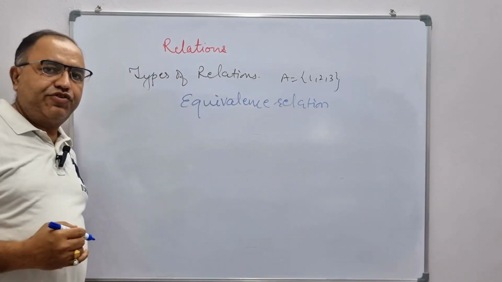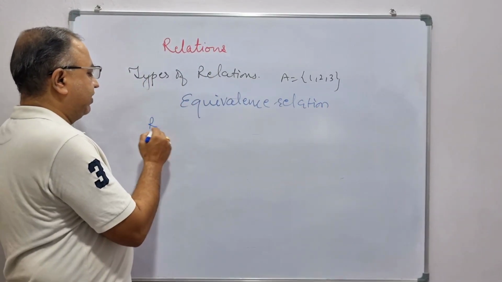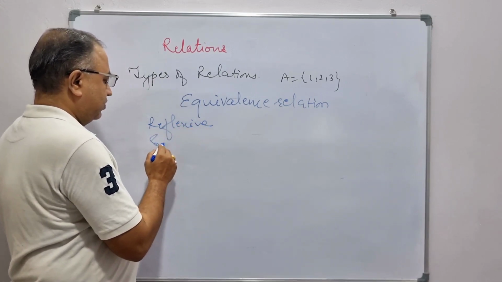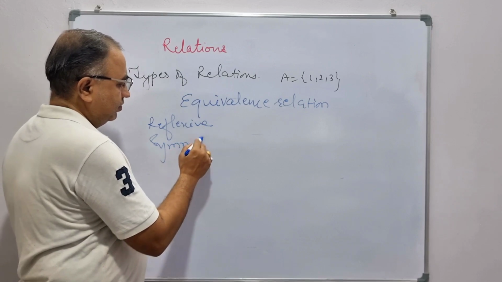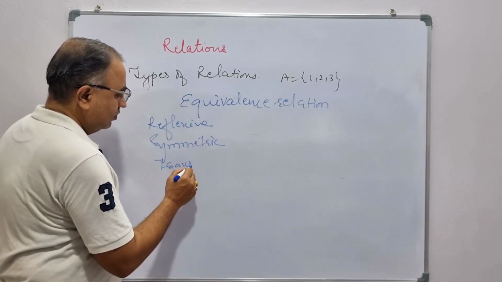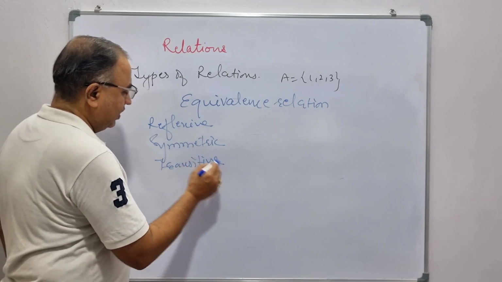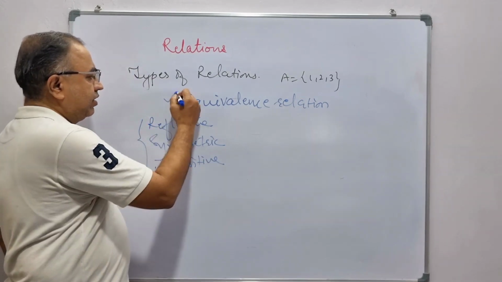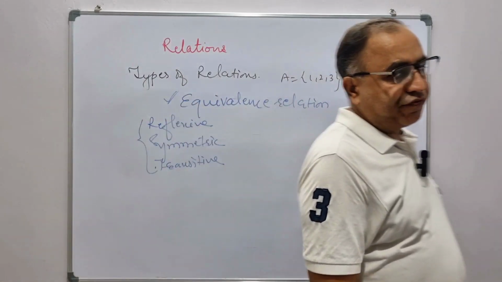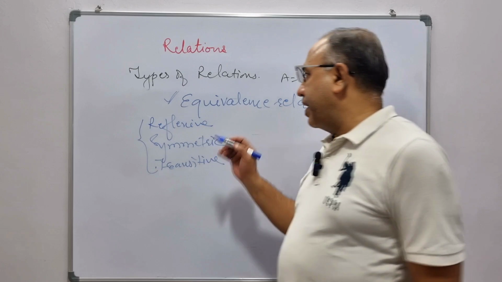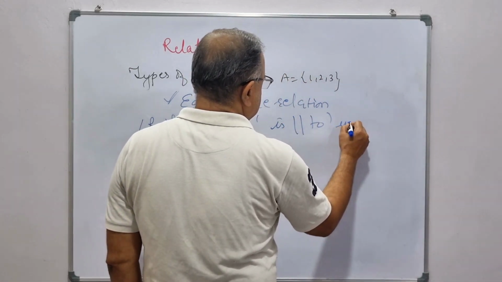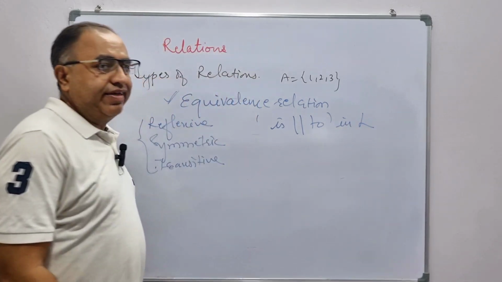Equivalence relation, a relation which is reflexive, symmetric and transitive. All three is called an equivalence relation. For example, in the family of lines, if we define a relation is parallel to, then it's an equivalence relation.